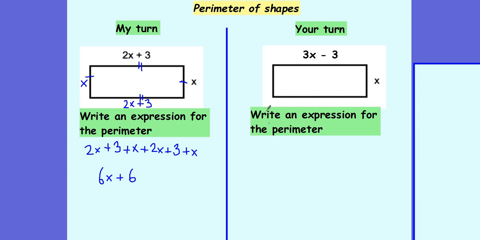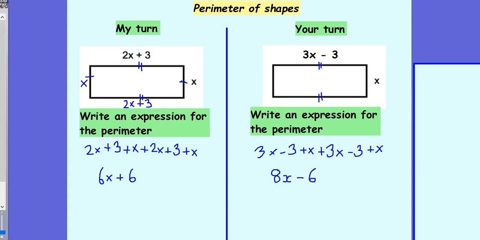Okay, let's talk about it. We're going to walk across the top. That's 3x take away 3. Down the side, we're adding on x. Across the bottom, we're adding on another 3x minus 3. And then up the other side, we're adding on x. So I've got 3x plus x plus 3x plus x. So altogether, that gives me 8x. And I've got negative 3, take away 3 gives me negative 6. That's my expression for my perimeter.